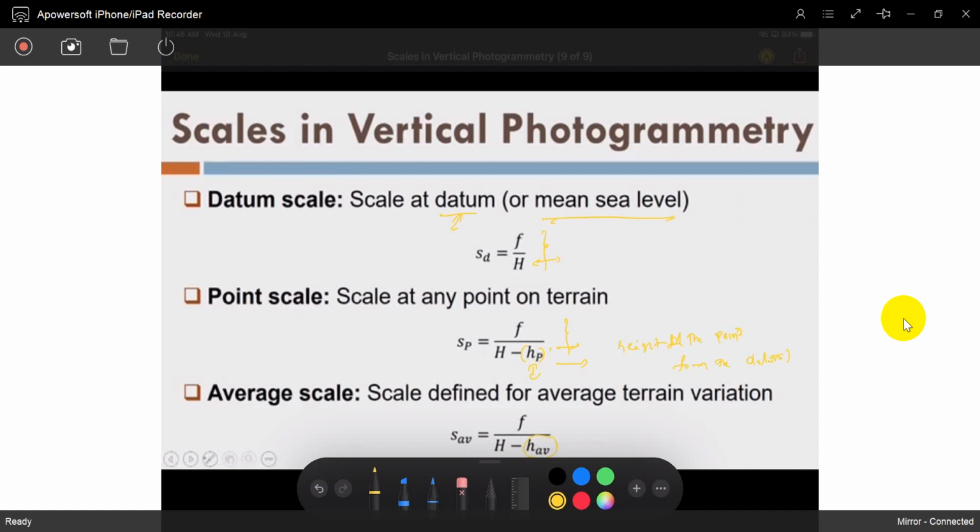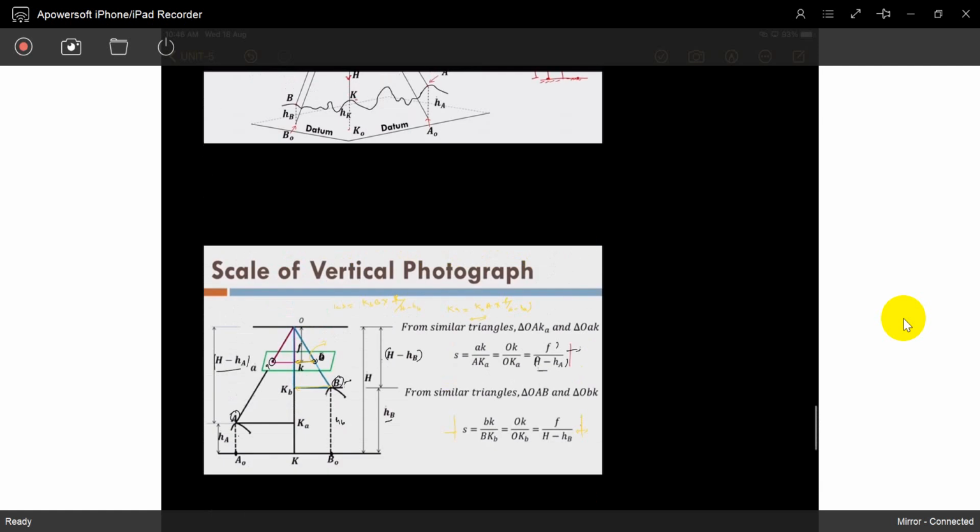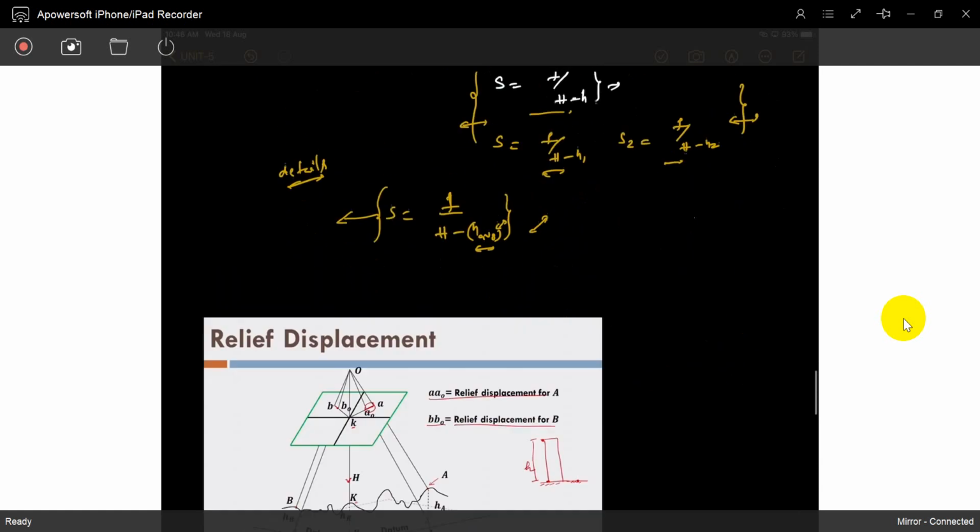We will get an average based on the terrain. We will take the height of every point into consideration and give one average height. Based on that scale, we will get the details or information from that photograph. That's it. So that's one thing, and later it's relief displacement.